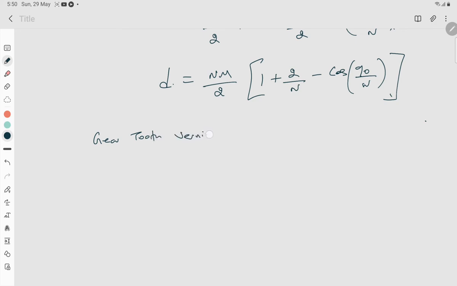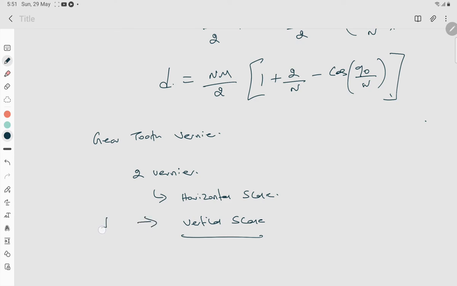In the gear tooth vernier, we have two verniers. One is horizontal, another one is vertical. So what we have to do now? We have to set this chordal addendum value d in the vertical scale. Then we have to keep the jaw of the vernier on the gear, so it will be exactly placed along that chordal thickness line. Then whatever value you get in the horizontal scale is nothing but the chordal thickness.